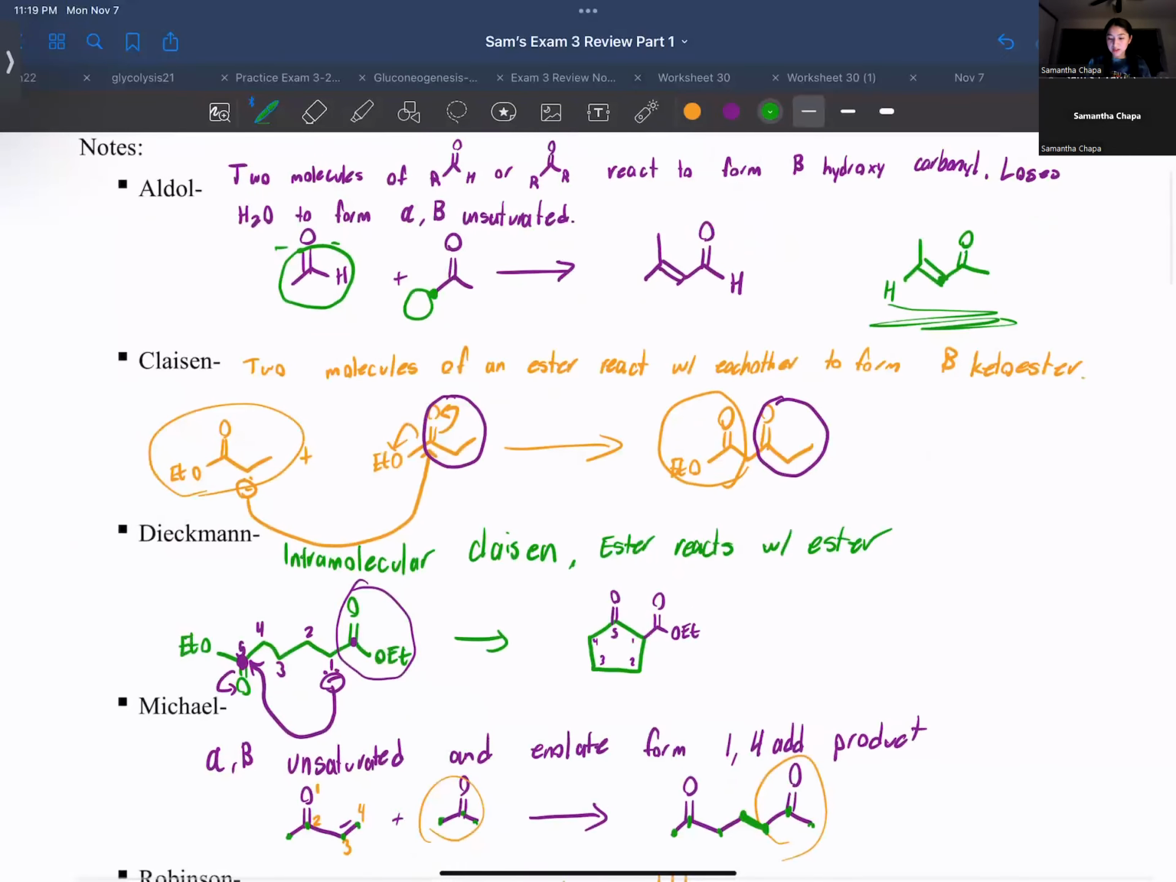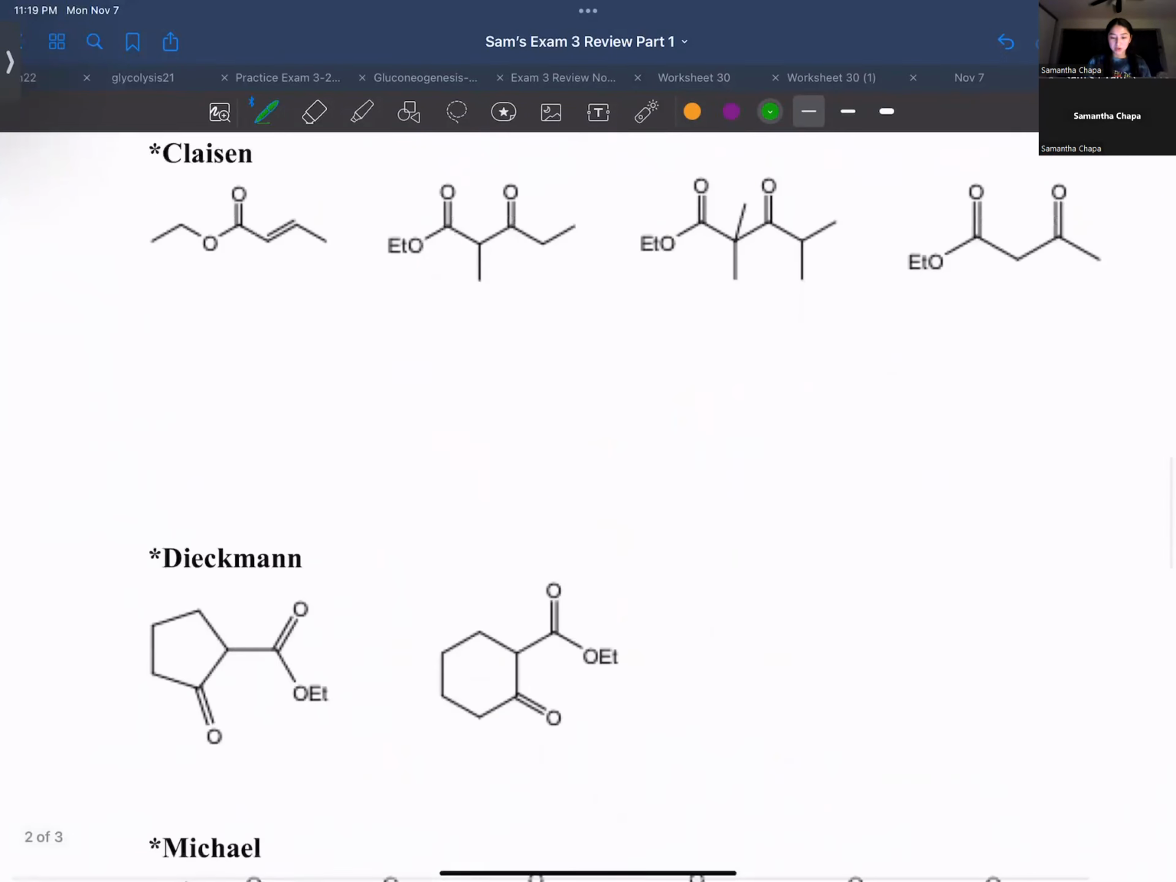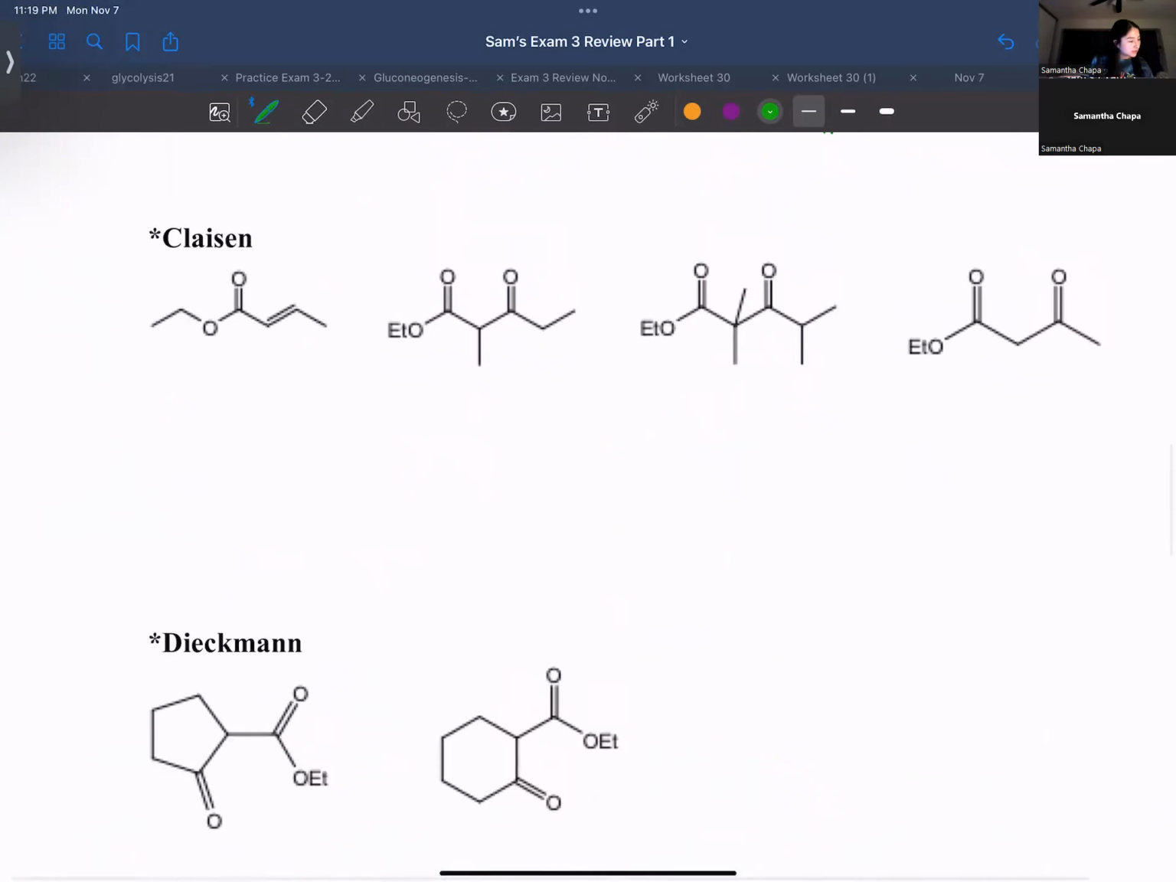Two molecules of an ester react with each other to form a beta whatever, right? Okay, so then two molecules of an ester is what I need. And here's what I'm gonna do. I'm gonna do this one first right here. So again, look for your alpha carbon. This is my alpha carbon right here. And you can pretty much check it out.